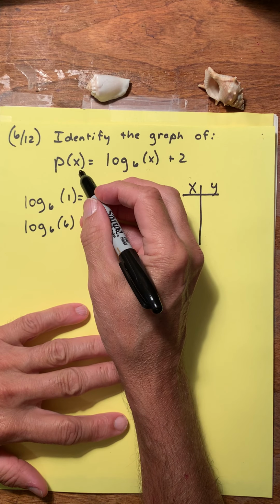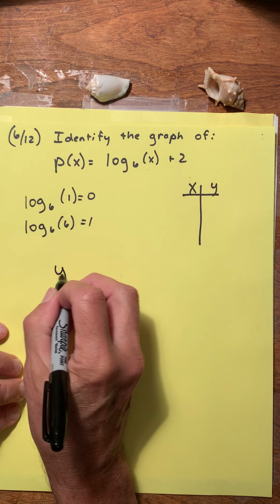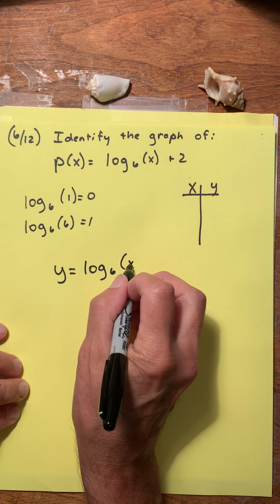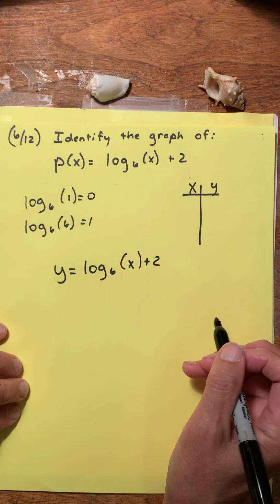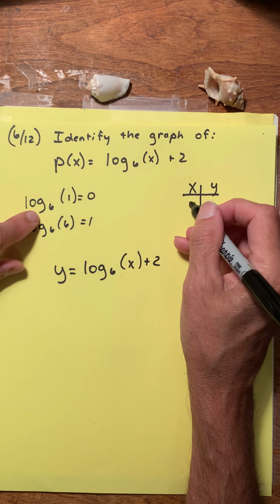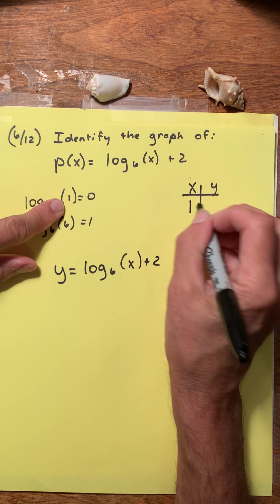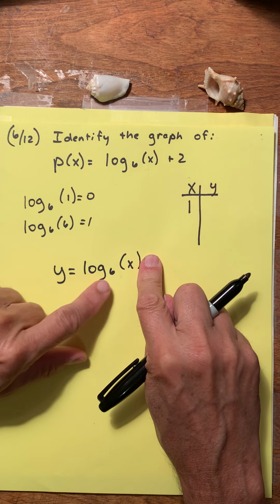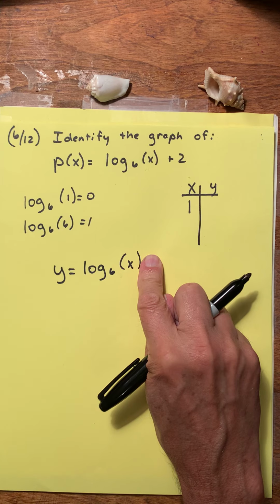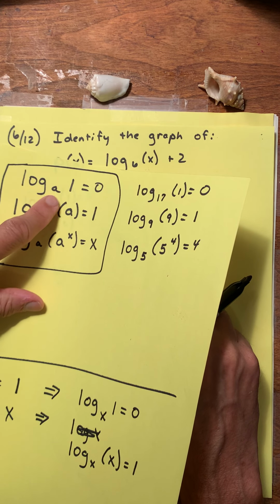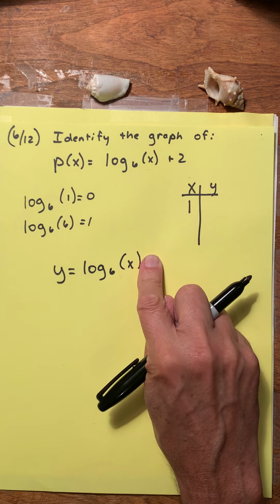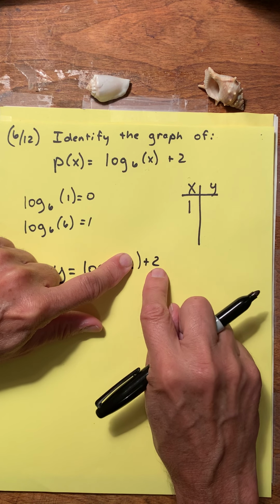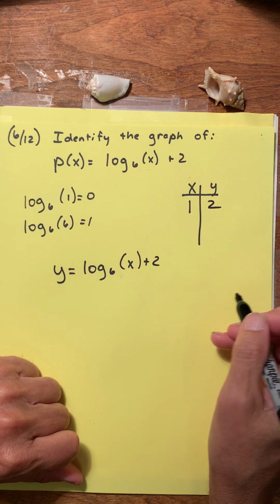First of all, let's re-express it as y equals log base 6 of x plus 2. For my x, I'm going to pick 1. Log base 6 of 1. Log base anything of 1 is 0. So log base 6 of 1 is going to be 0. 0 plus 2 is going to give me 2.